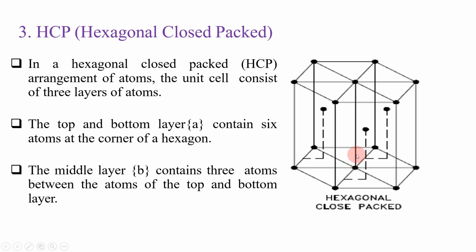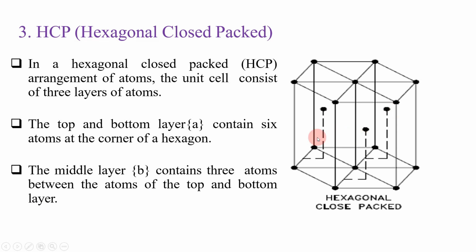Then the middle layer contains 3 atoms between the atoms of the top and bottom layers. Please try to understand what is written here. The middle layer, which is denoted by B, contains 3 atoms between the atoms of the top and bottom layers. Now what are these 3 atoms? Please see, this is first, this is second, and this is third.